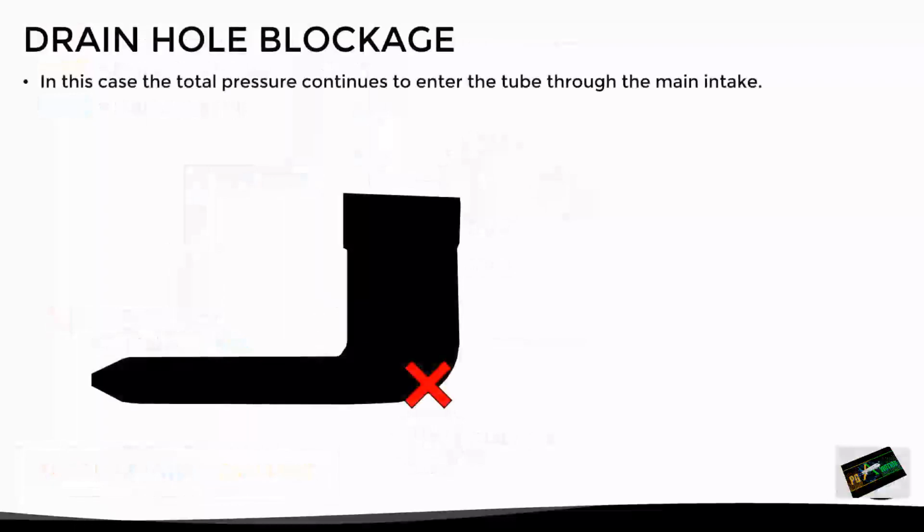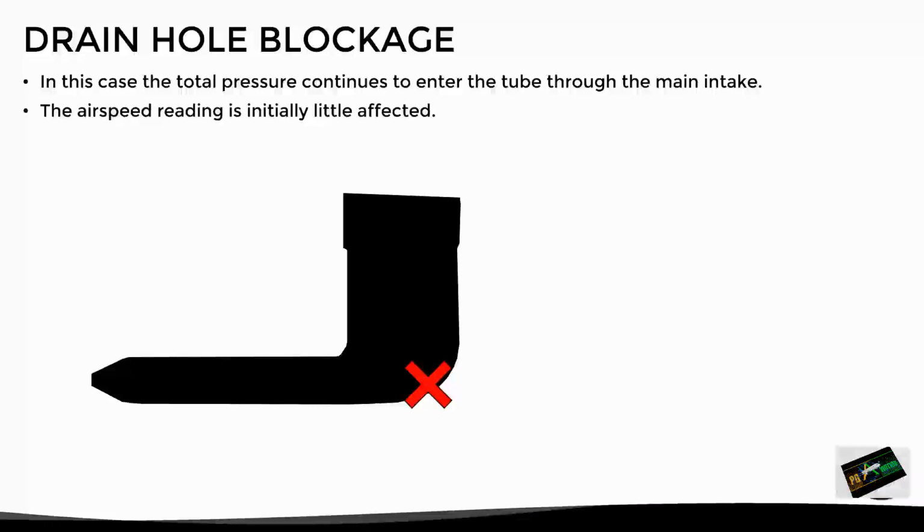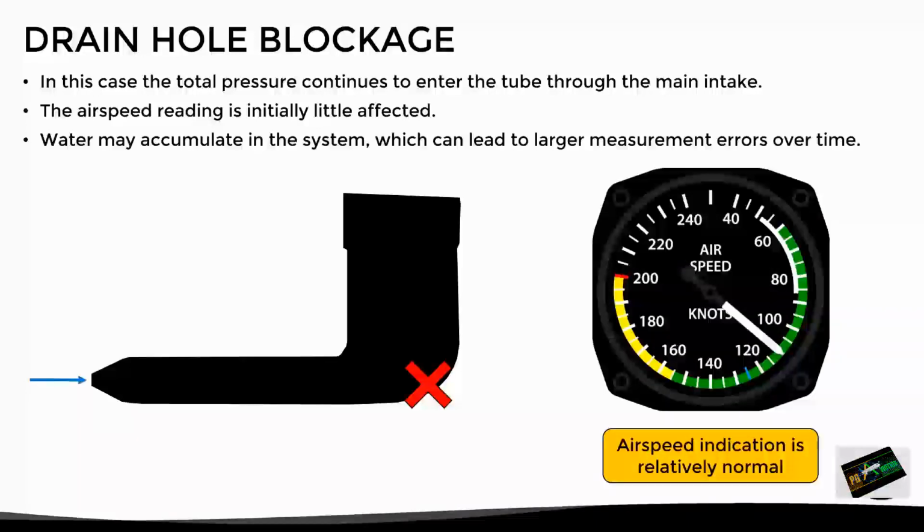In this case, the total pressure continues to enter the tube through the main intake. So we could say that the airspeed reading will be relatively normal. However, one thing to keep in mind is that water can accumulate inside the tube, which may lead to large measurement errors over time. Now, let's look at the last case.